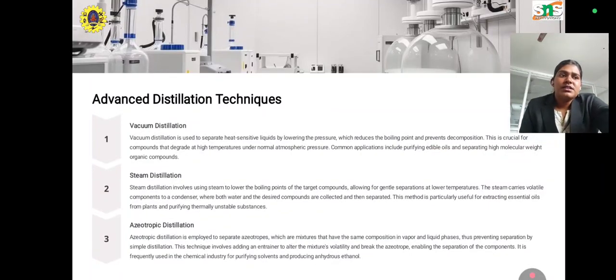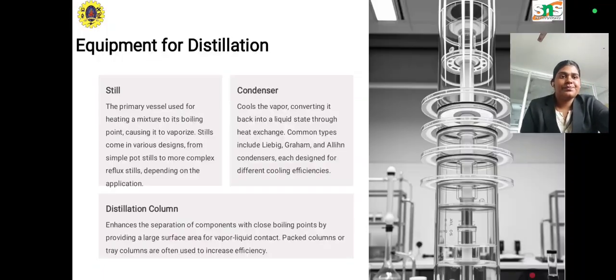Next, what are the advanced techniques used for the distillation process? First of all, vacuum distillation. Vacuum distillation is used to separate heat sensitive liquids by lowering the pressure. Steam distillation involves the use of steam to lower the boiling points of the target components, allowing gentle separation at lower temperatures. Also, azeotropic distillation is employed to separate azeotropes, which are mixtures with the same composition in the vapor and in the liquid phase.